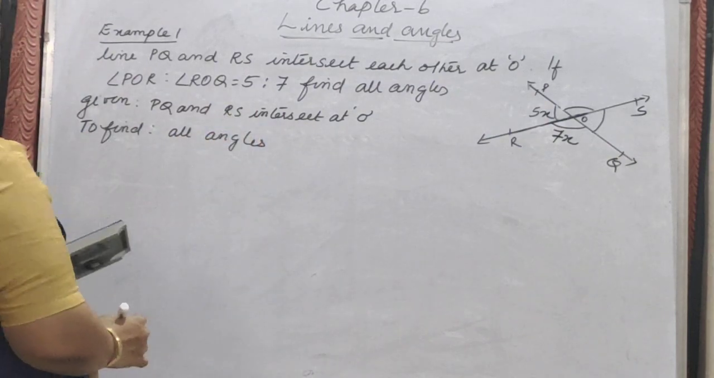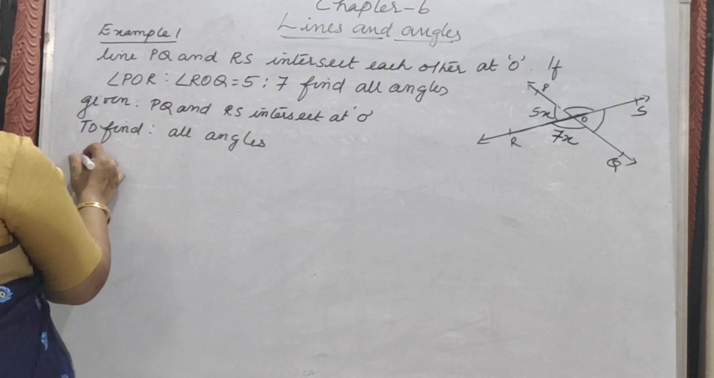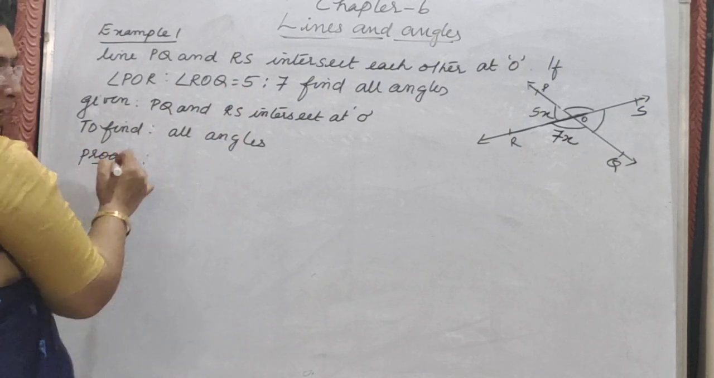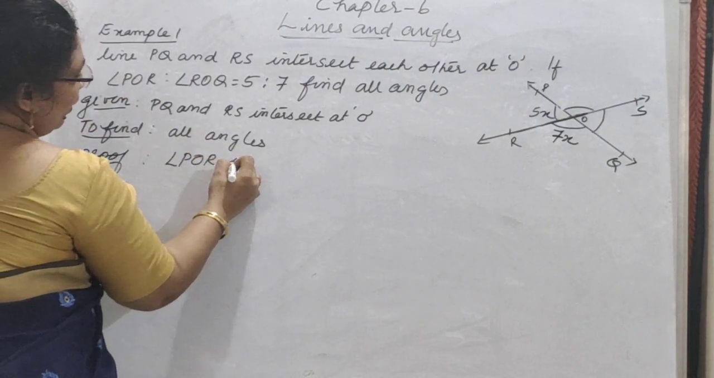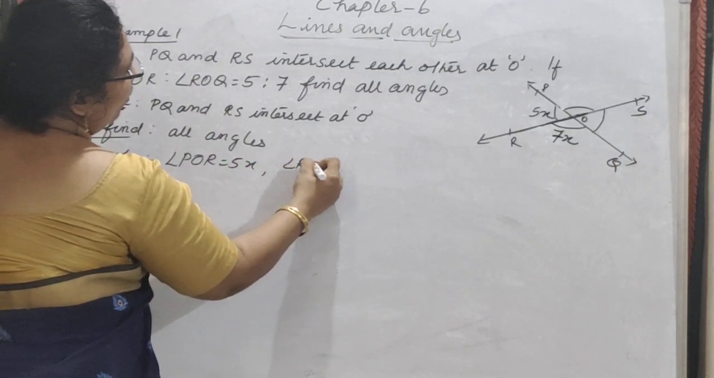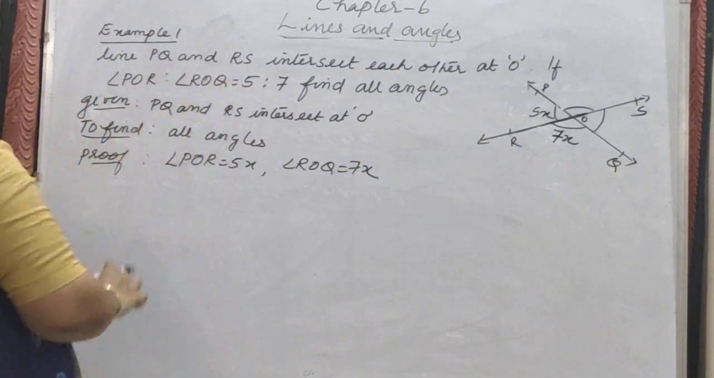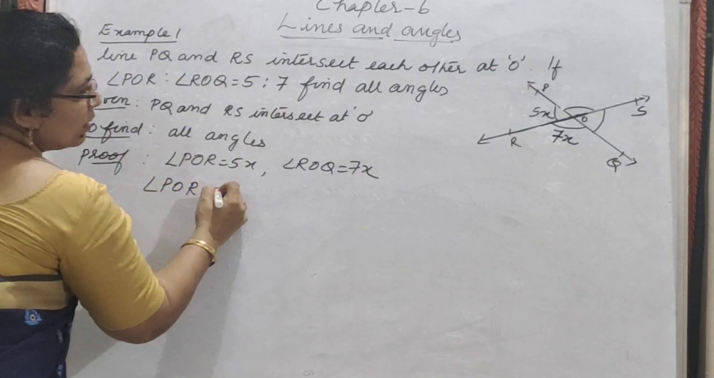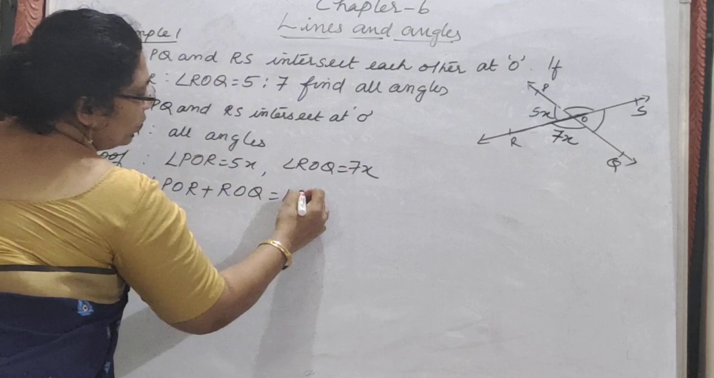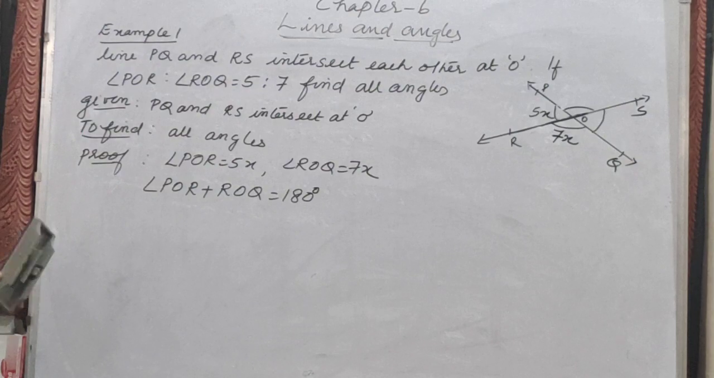Now what else is given there? Angle POR is to angle ROQ equal to 5:7. So the proof, or steps, we will write here. Let angle POR equal to 5x and angle ROQ equal to 7x. Now according to the question, PQ as well as RS are lines. So angle POR plus ROQ equal to 180 degree, because it's a line. POR plus ROQ equal to 180 degree.